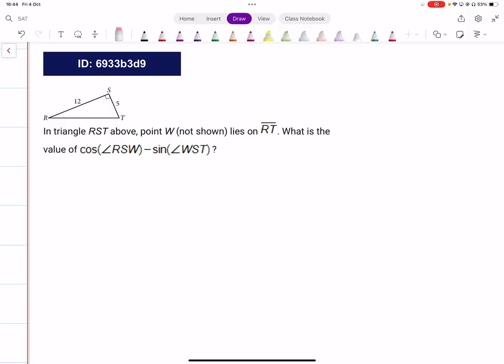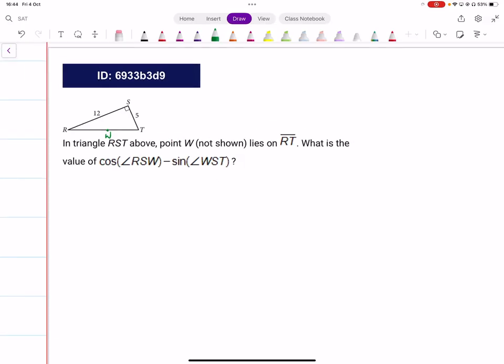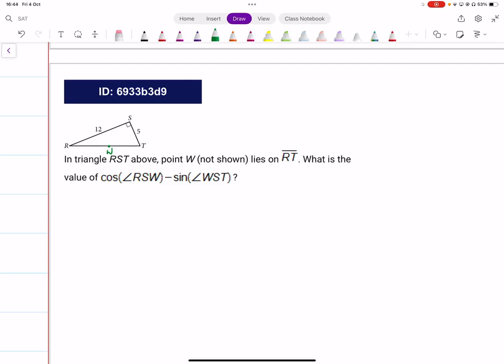Okay. W is a point on this line somewhere. Let's say this is W. Now RSW, that is this angle. WST, that is this angle. Let's call this angle X. Let's call this angle Y. Cos of this minus sine of this. What's the relation between these two angles? X plus Y equals 90 degrees.